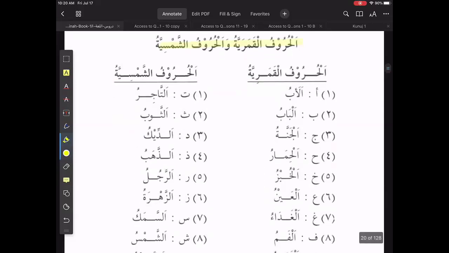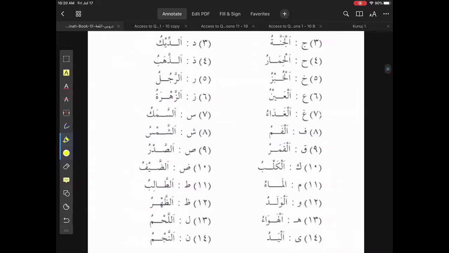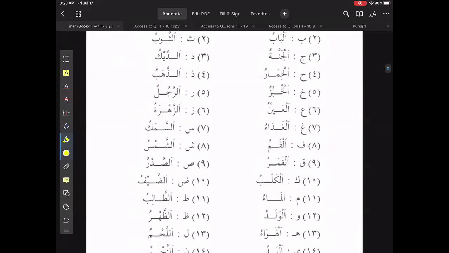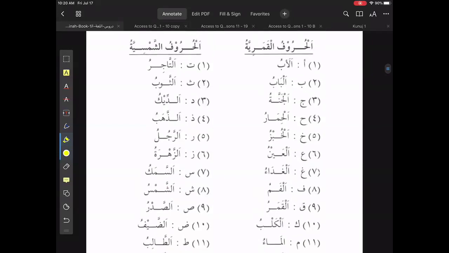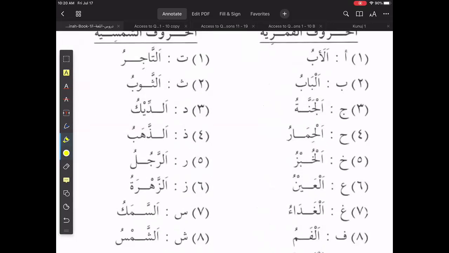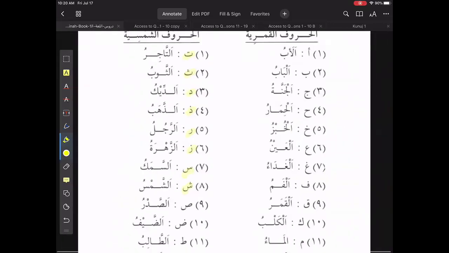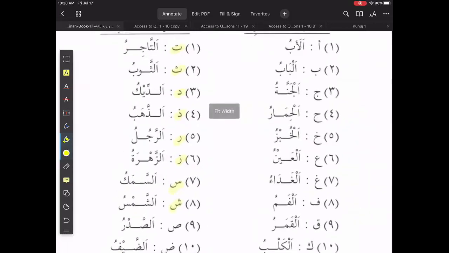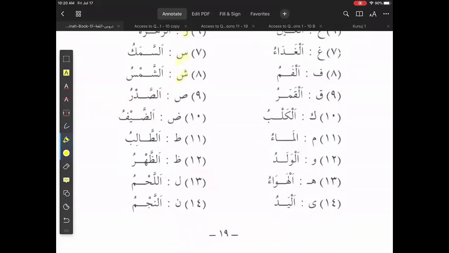Make sense? So here you see they give you a whole list. Some of these words are new. The majority of these words are new, okay? And I see they give you all the letters, like the ta, tha, dal, zal, ra, zay, sin, shin, okay? So please, I hope you're comfortable with this already. If not, then just go through this page, okay? It's page number 19.